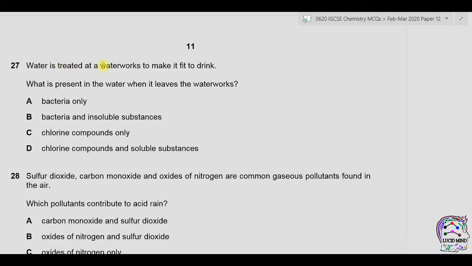Water is treated at a waterworks to make it fit to drink. What is present in the water when it leaves the waterworks? A. Bacteria only. Now bacteria is killed by the presence of chlorine.